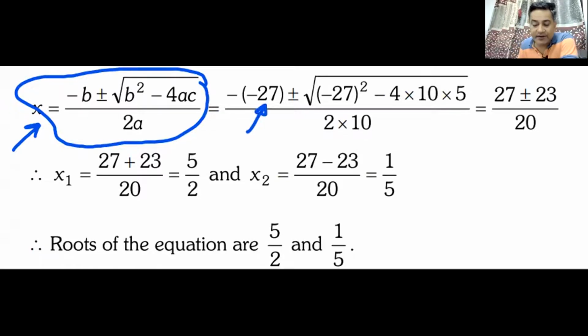The value of b is minus 27. I put it here. Might take some time for you to calculate it because you have to calculate 27 squared. It's a test of your patience and your calculating skill. Minus 4ac, a is 10 and c is 5. Once you calculate the square root of b square minus 4ac, it will come as 23. You might have gotten stuck there. That is why I had given you the first question like this. So it will come as 23.